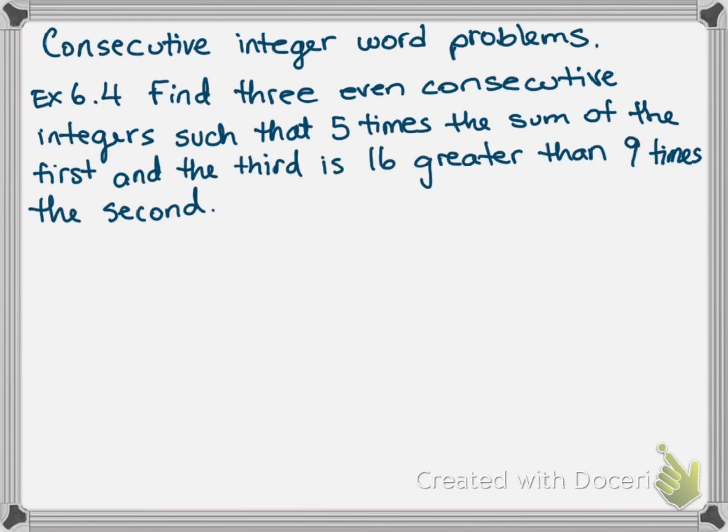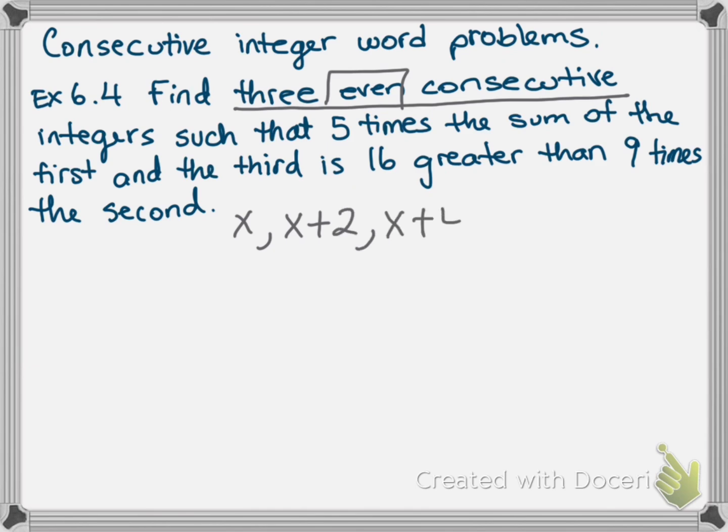Now let's go back to 6.4. In 6.4, they say find 3 even consecutive integers. And you have to remember that when we see the word even or odd, we have to add 2. So instead of putting here x plus 1, I'm going to put x plus 2, and x plus 4. Because they're even consecutives, we have to count by 2s.